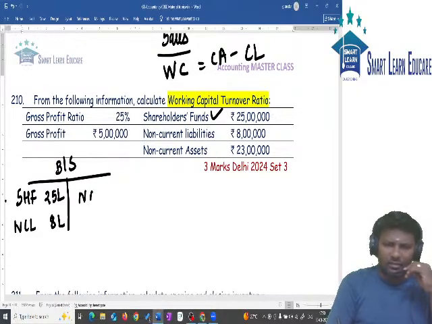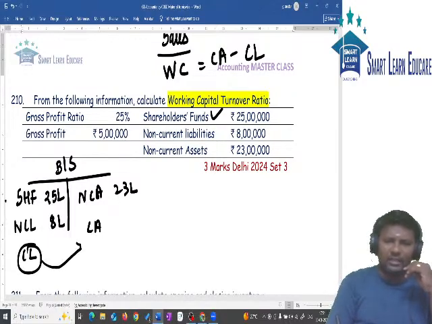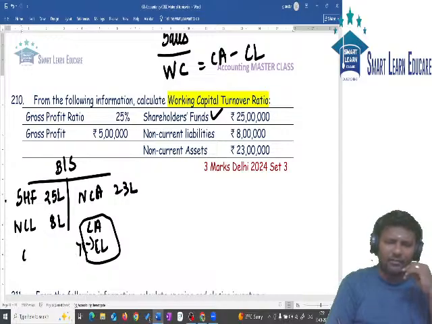Non-current asset is 23 lakh. What all is missing? Current asset is missing, current liability is missing. If you write current liability here, it will become minus current liability. Current asset minus current liability will give you working capital.